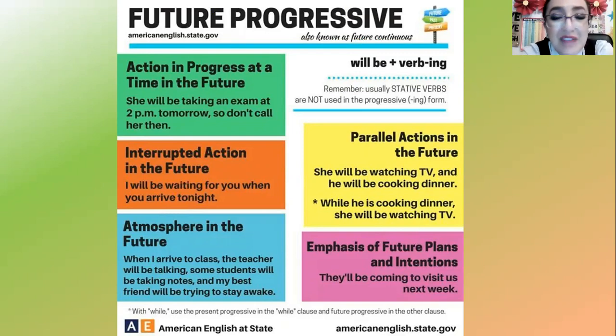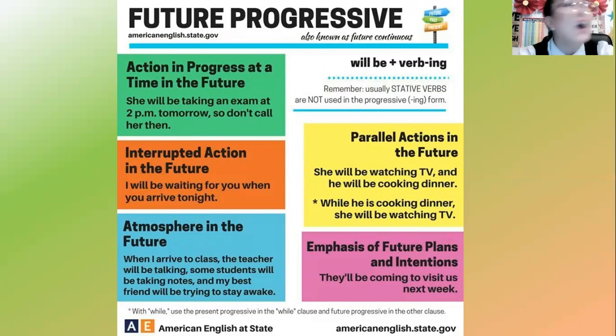If you are going to be emphasizing future plans and intentions, you are going to be using this. They will be coming to visit us next month. They will be having a baby in 9 months. You are emphasizing something that is going to be happening. So that is future progressive, okay?